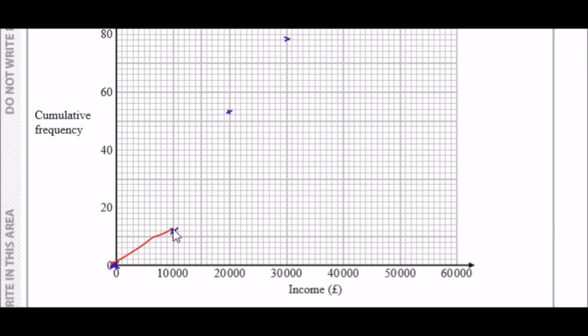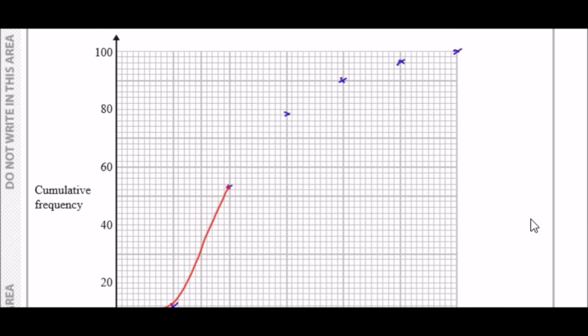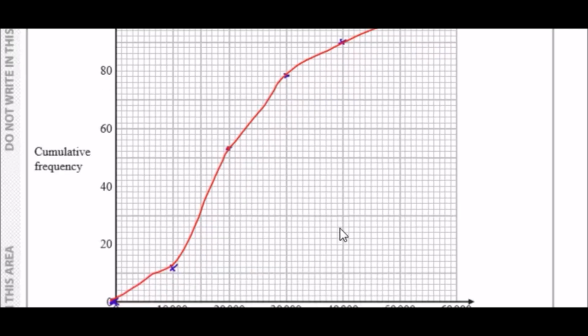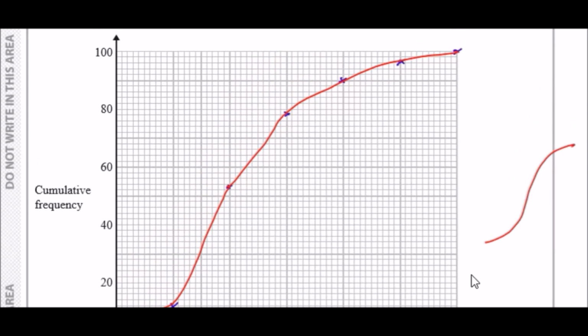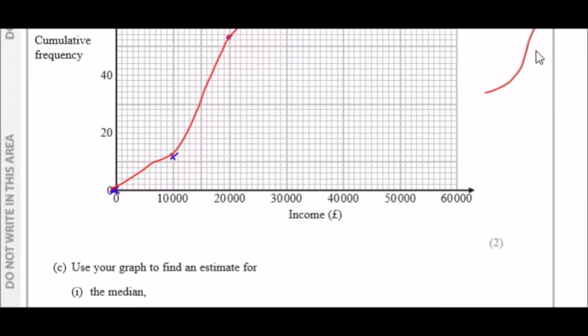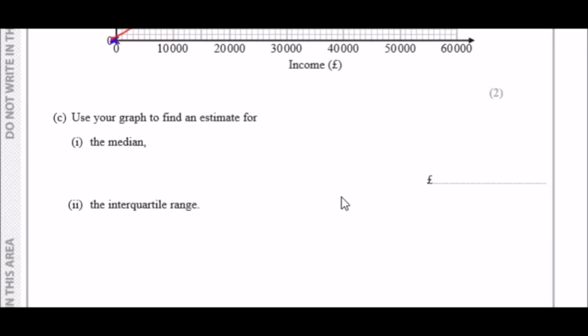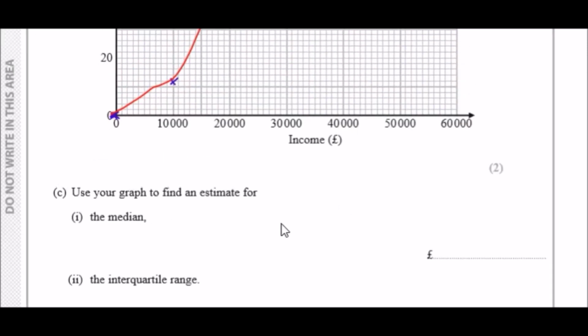Yep. Not that smooth, but it's really hard to draw a smooth curve. So it has to basically dip, but yeah. So the kind of curve we're looking at is something like this. Yeah, that's kind of the kind of shape you're expecting. This means that the majority of people are around here, but then very few at the top and very few at the bottom. Okay. Now C. Use your graph to find an estimate for the median.